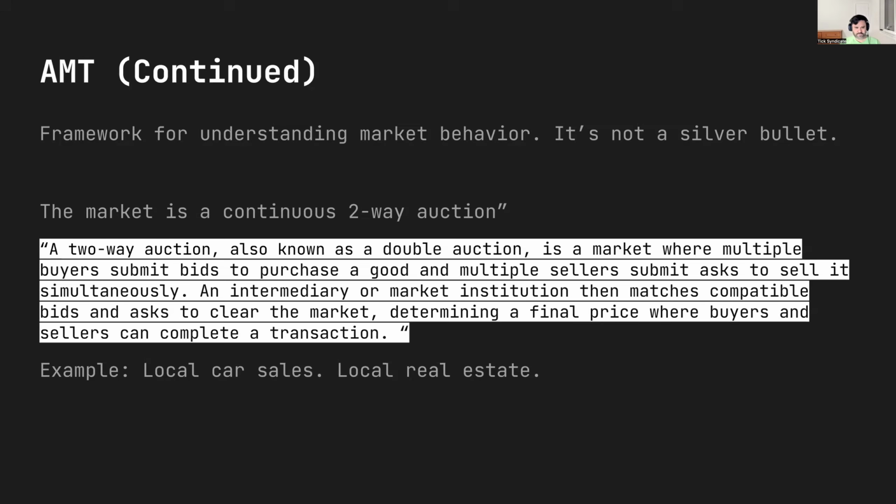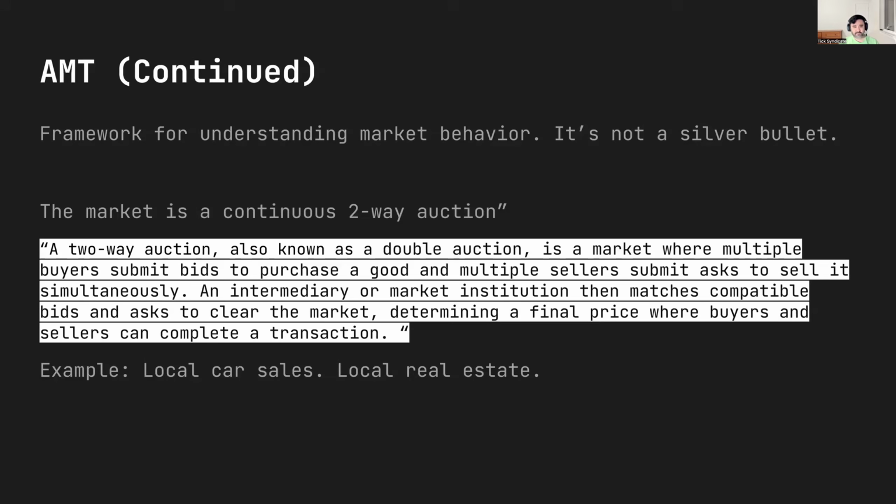This is a quote, I think, from Dalton: a two-way auction, also known as a double auction, is a market where multiple buyers submit bids to purchase a good and multiple sellers submit asks to sell it simultaneously. And an intermediary or market institution then matches compatible bids and asks to clear the market, determining a final price where buyers and sellers can complete a transaction.